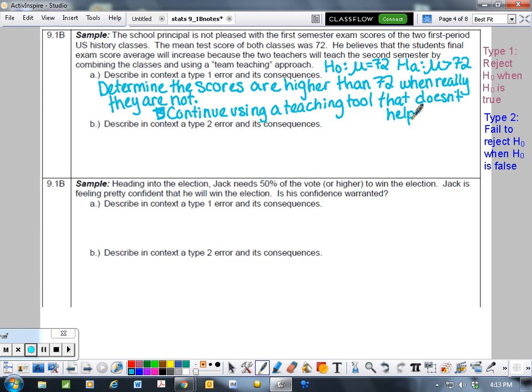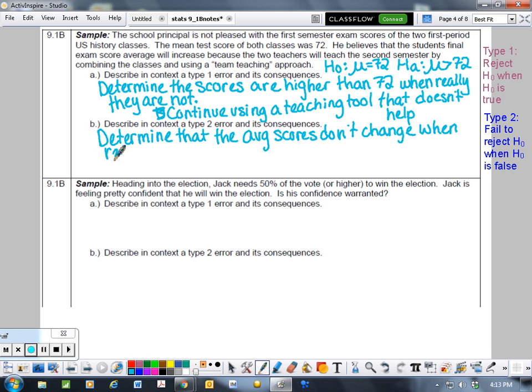Okay, describe a context Type 2 error and its consequences. So fail to reject. So I fail to reject H0. So we assume that the scores are the same. Determine that the average scores do not change, when really they do. So what do we do? We give up on a teaching tool that is really making a difference.